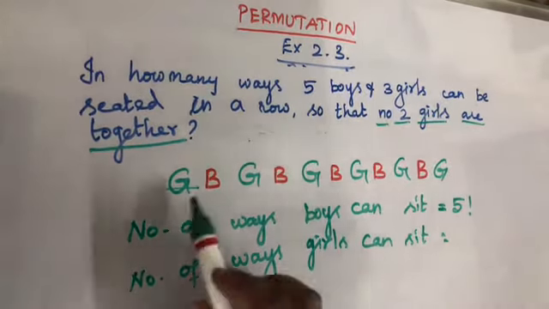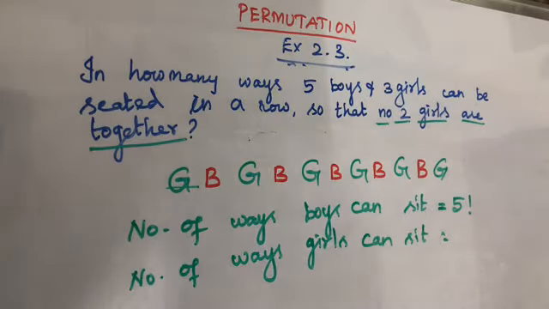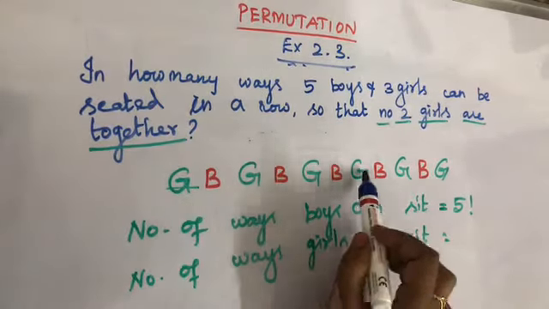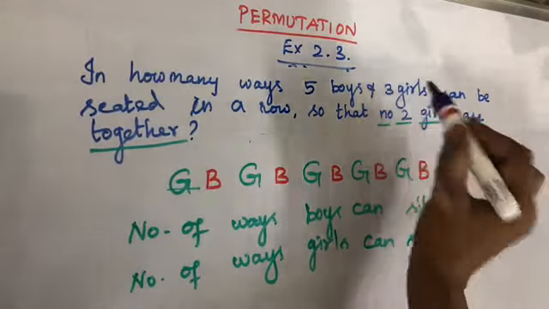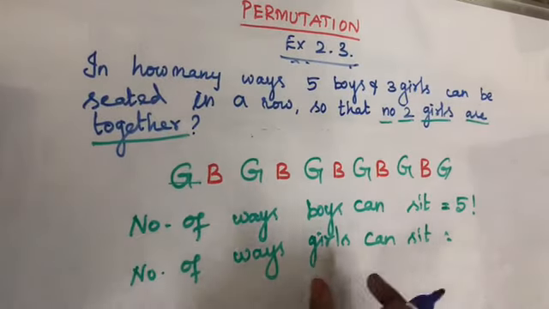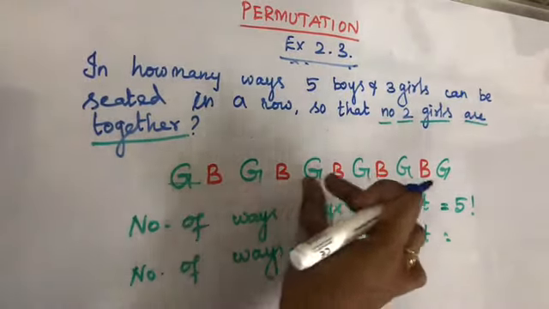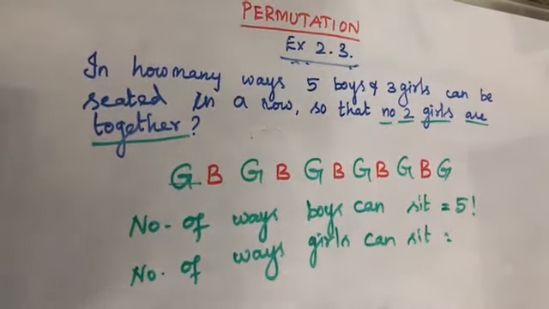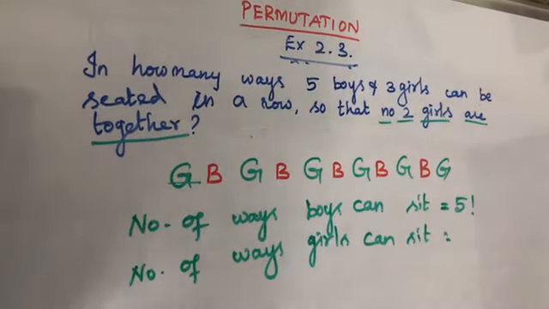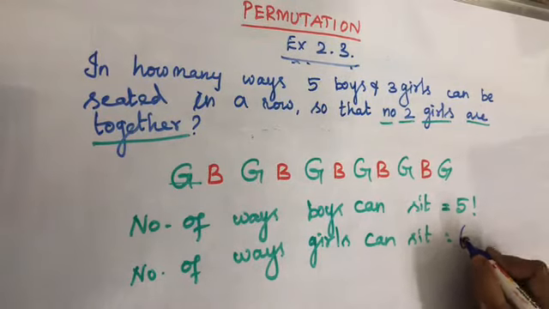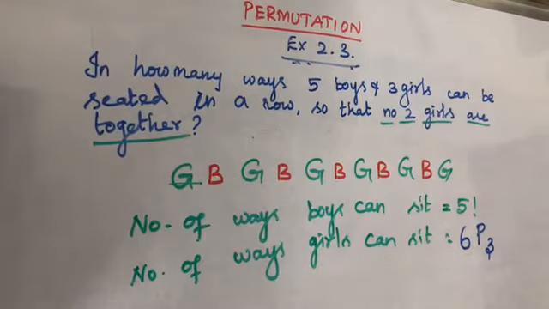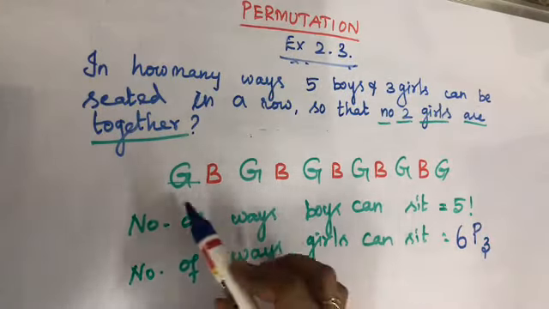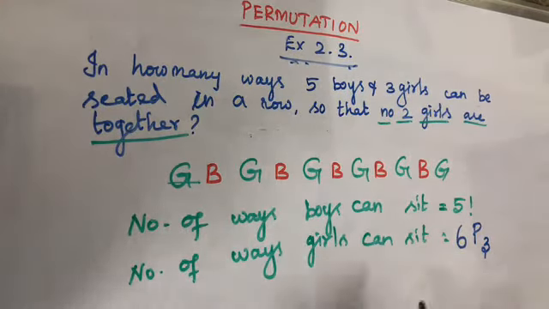Okay. So how many ways for girls? How many ways are here? 1, 2, 3, 4, 5, 6. 6 places are here, but only 3 girls are there. So the number of ways girls can sit: here in these 6 places they can sit, but only 3 of them are there. So they can sit in 6p3 ways. 6 places are there, only 3 girls are there. So the arrangement is 6p3 permutation.